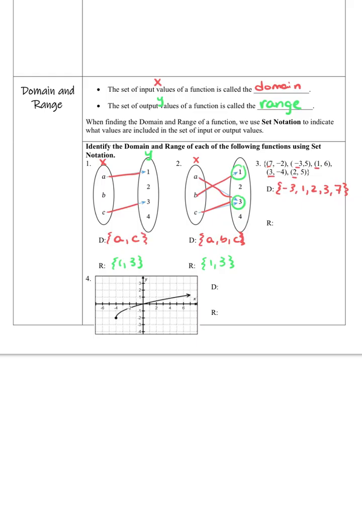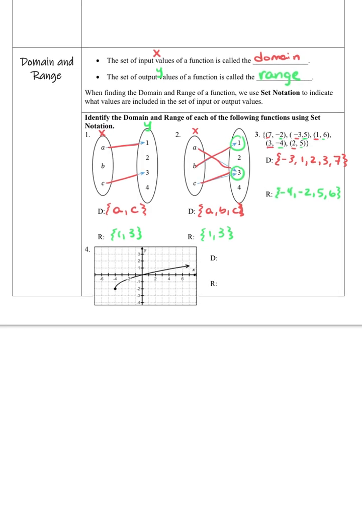And then the range is going to be the y values: negative 2, 5, negative 4, and 6. So I start with negative 4, negative 2, 5, and 6. All right, and then on a graph, this is the important part. The domain on my graph is from negative 4, and then I keep going forever in this direction. So I would say negative 4, and it should have a bracket. Negative 4 goes to positive infinity, and the infinity always gets a parenthesis.